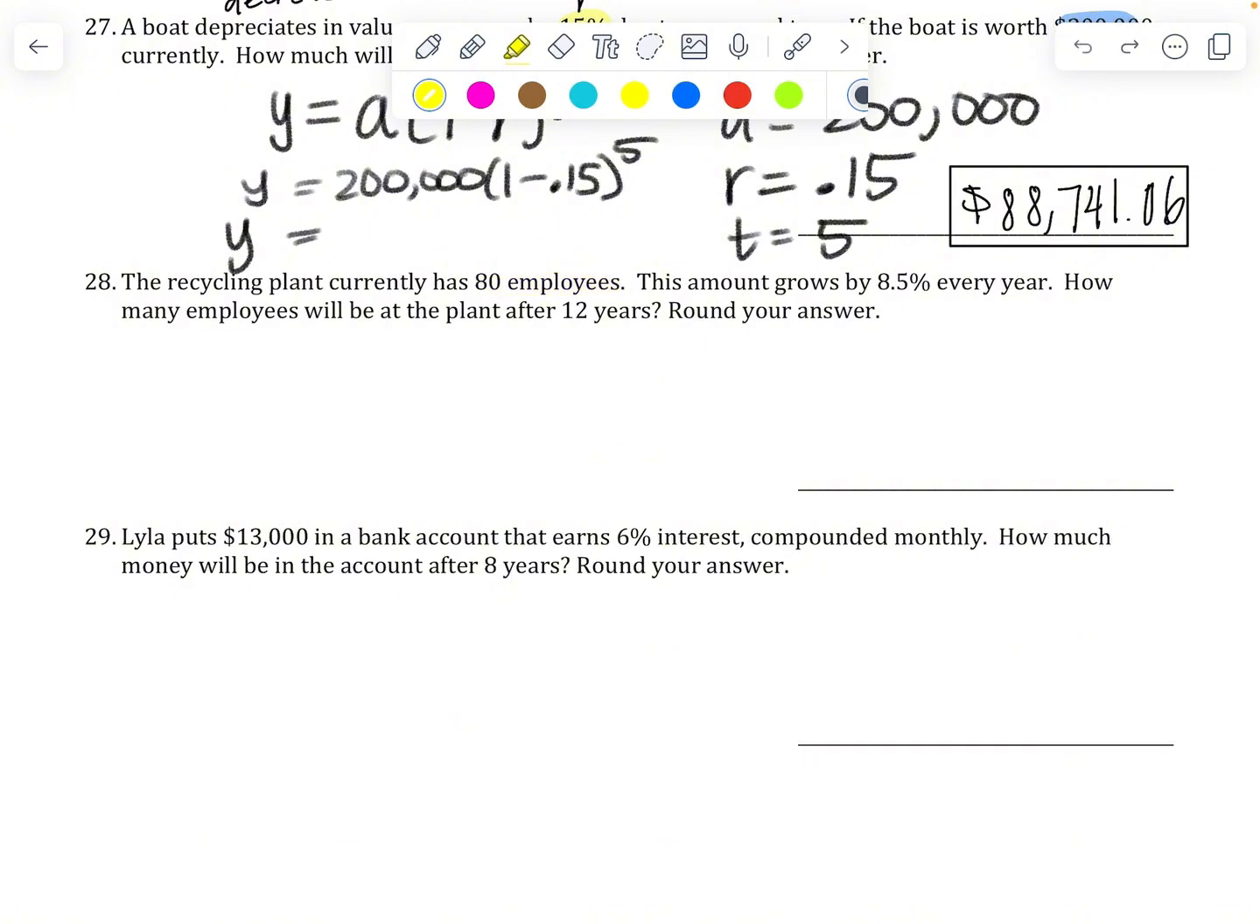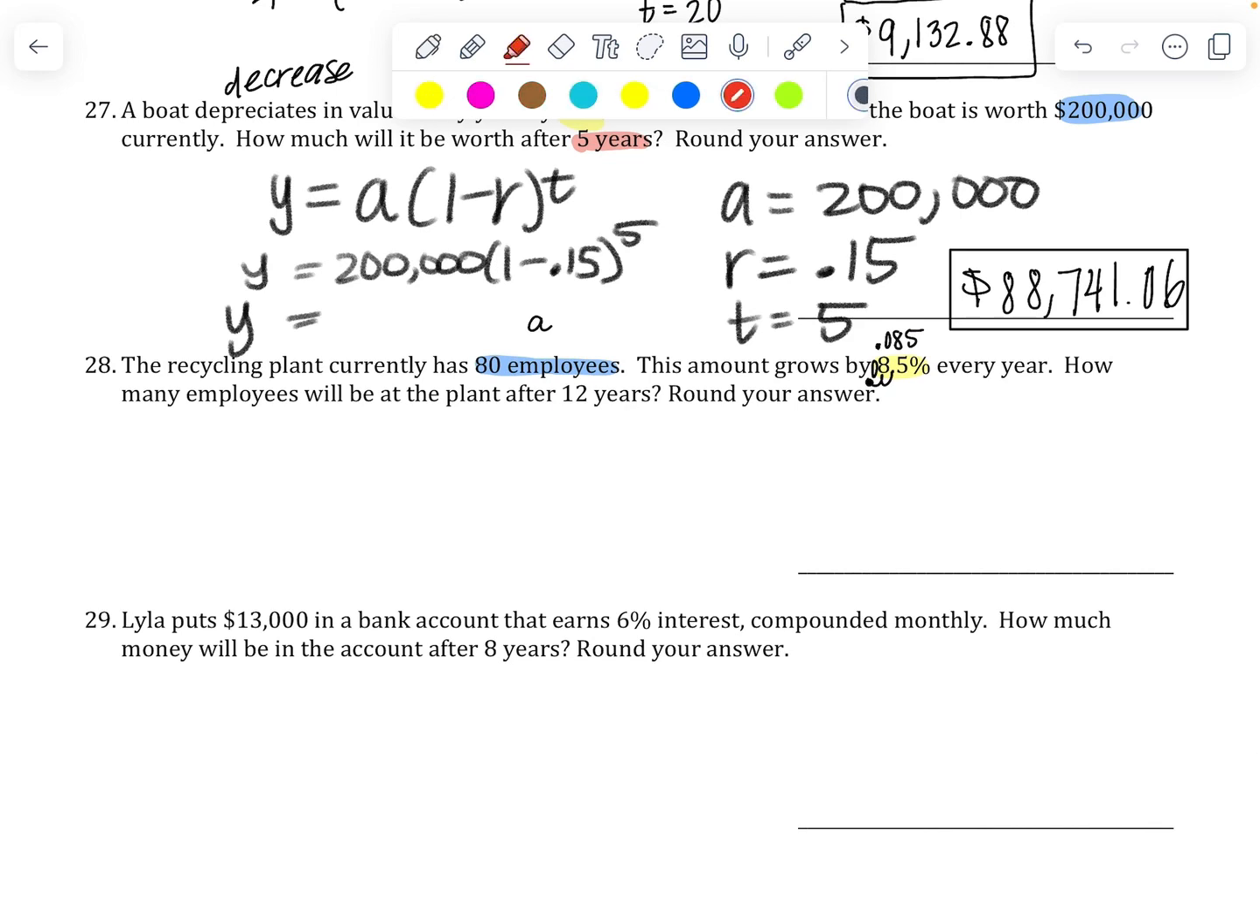And let me use the correct highlighting colors. There you go. That is our A. That is our rate. But we have to turn it into a decimal. There you go. And how many employees will be at the plant after 12 years? So that is the years. I used the color red here. So we have A equals 80. R equals, as a decimal, 0.085, and our T equals 12 years.